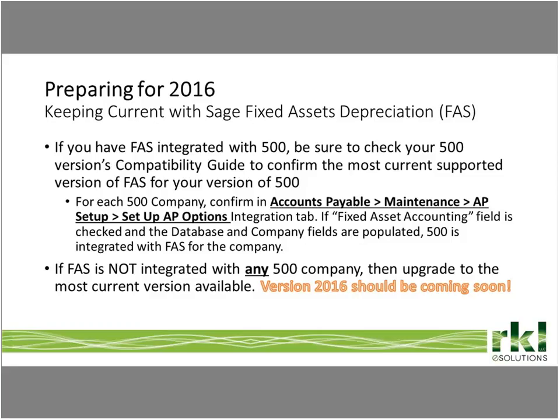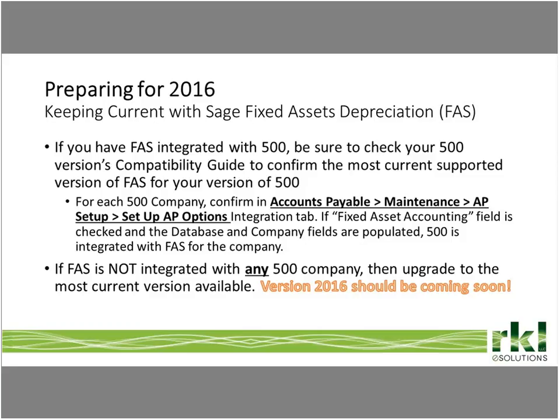If you're not sure whether you are integrating Sage Fixed Assets with Sage 500, you can tell by going into Sage 500's Accounts Payable module and going into the Setup AP Options task under the AP Setup menu. There's an integration tab in that task, and if you have the Fixed Asset Accounting field checked and there's a FAS database and company name listed in those fields, that tells you that Sage 500 for that company in 500 is integrated with FAS. So you'd have to check this in each individual company in 500.